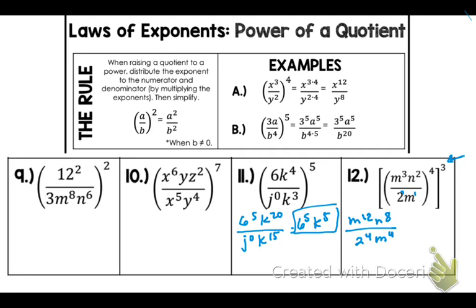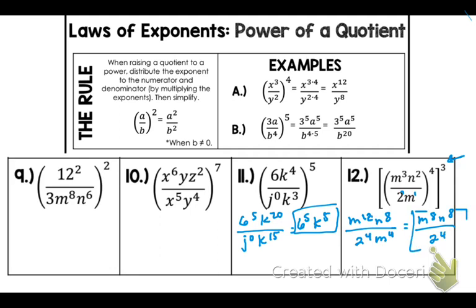Now, before I move on to this 3 here, I'm going to go ahead and simplify it, okay? Because I can see that these are the same base, which means they're going to subtract. So I'm going to be left with m to the 8th power, n to the 8th power, and 2 to the 4th power, okay? Because of the quotient rule.